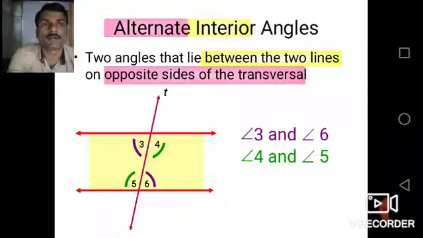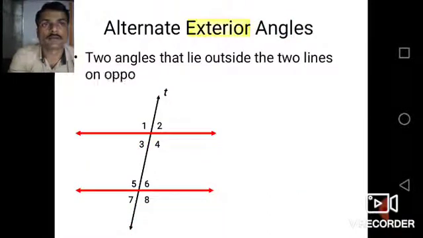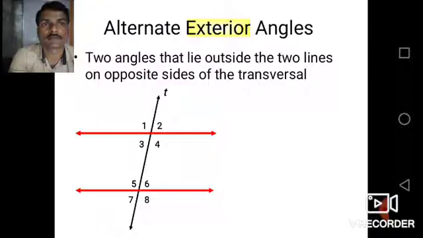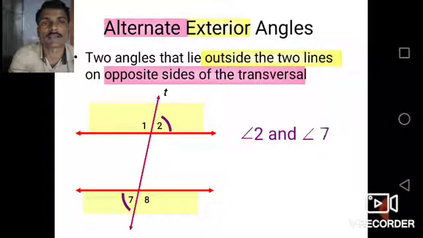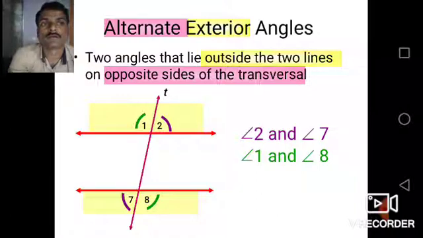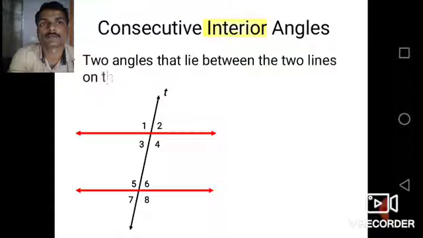of alternate interior angles. Alternate exterior angles lie outside of the two lines on opposite sides of the transversal. These are the exterior parts of the parallel lines, and alternate means opposite sides of the transversal. Angle 2 and angle 7 is the first pair of alternate exterior angles, and angle 1 and angle 8 is the second pair of alternate exterior angles.